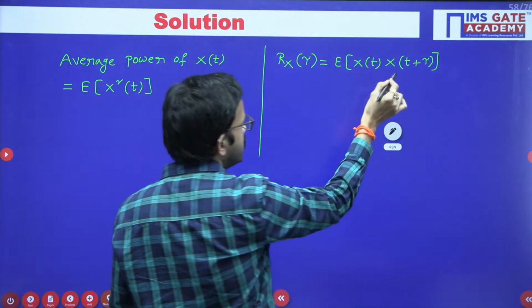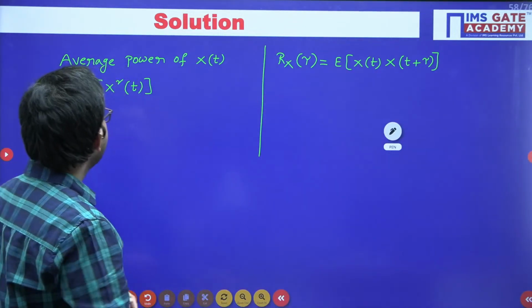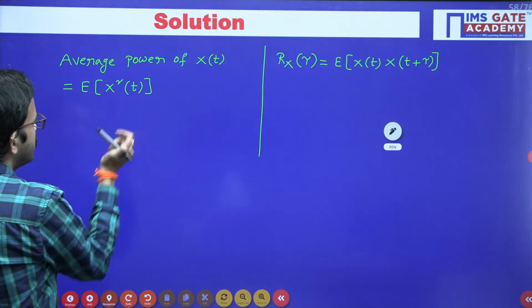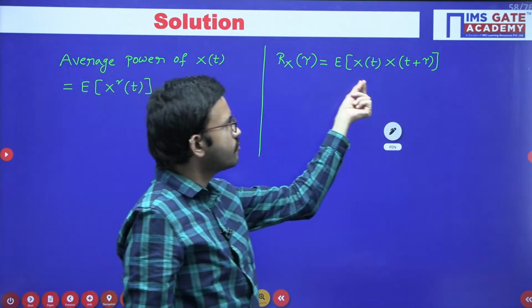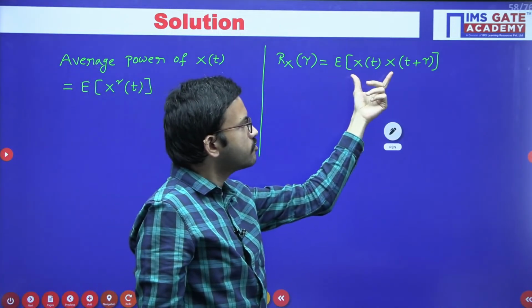Expectation of x of t into x of t plus tau is nothing but Rx of tau. Now here if you observe, you are having x square of t, but there you are having x of t into x of t plus tau. So that means you are getting multiplication of two terms, right?